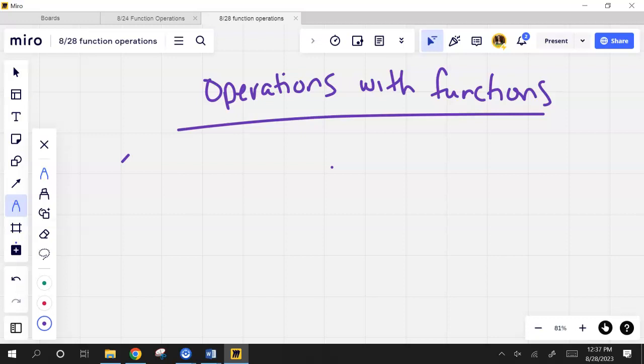All right, operations with functions. The hardest part about this is going to be the combined domain, and we're going to talk about what that means as we go.